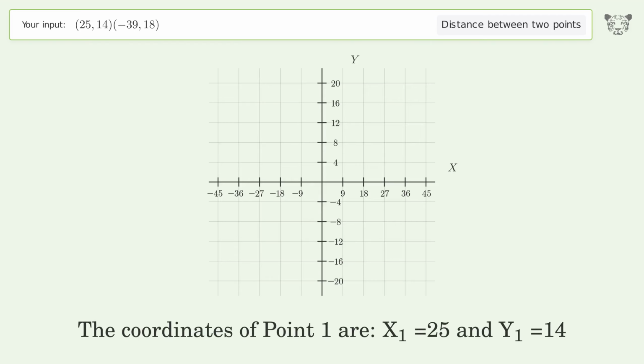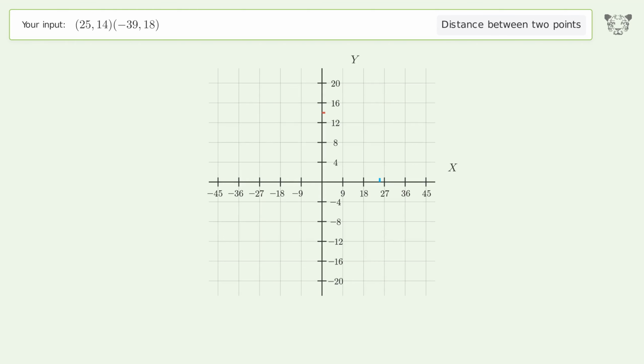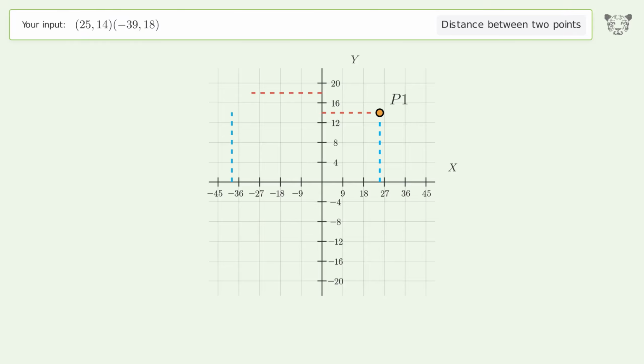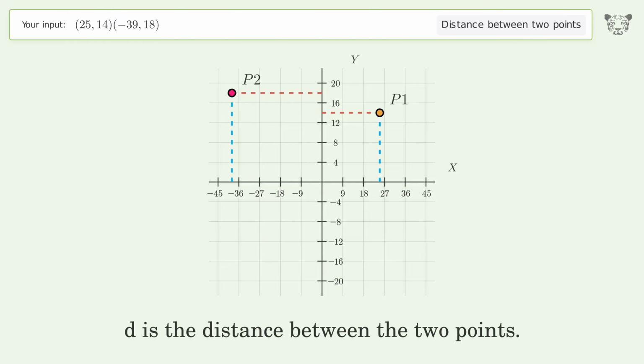The coordinates of point 1 are x1 equals 25 and y1 equals 14. The coordinates of point 2 are x2 equals negative 39 and y2 equals 18. D is the distance between the 2 points.